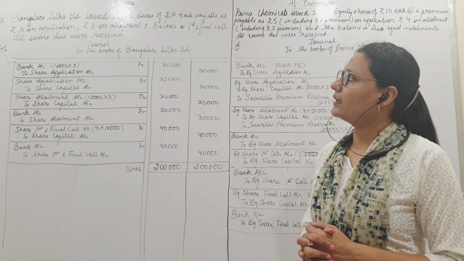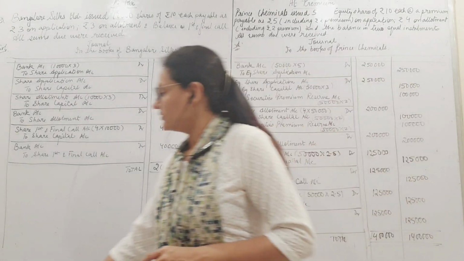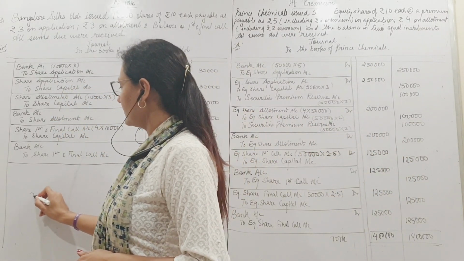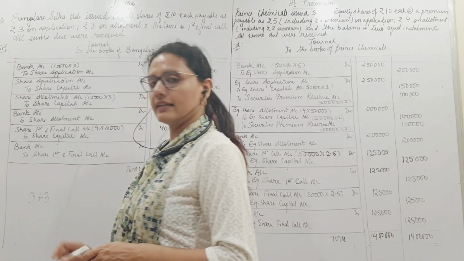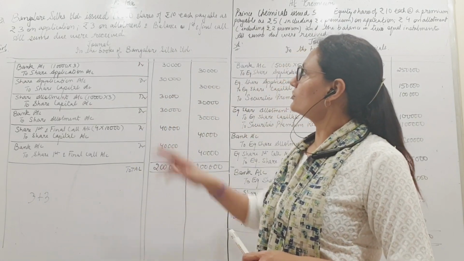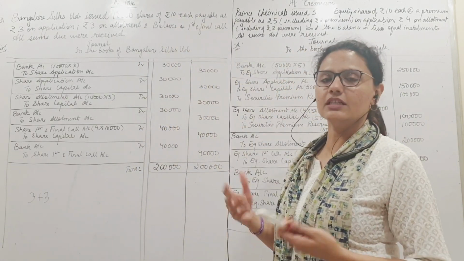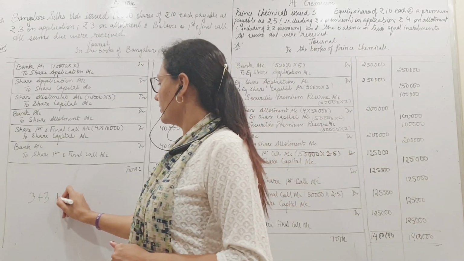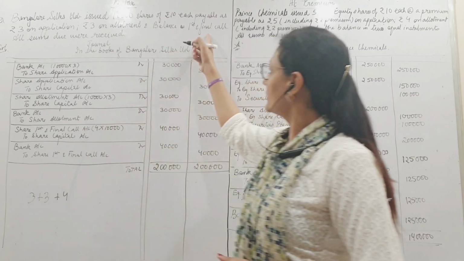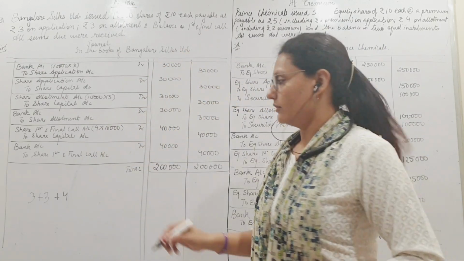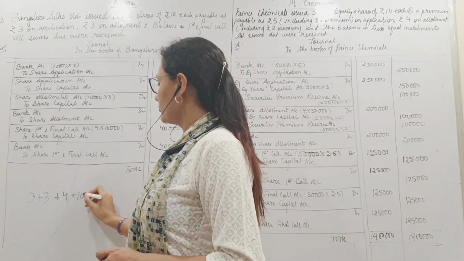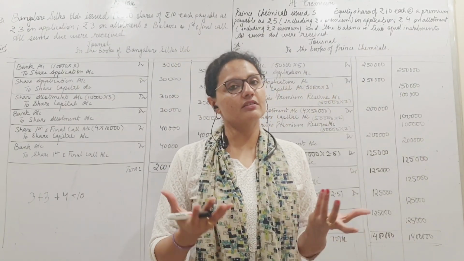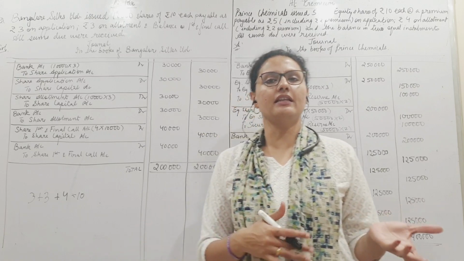Okay. Now let us see the breakup. 3 on application, 3 on allotment. So that makes it 3 plus 3, 6. In total we are supposed to receive rupees 10. So how much is the balance? 10 minus 6. So the first and final call will be of rupees 4, so that it becomes rupees 10. At par, meaning a share which is worth 10 rupees I am selling for 10 rupees.